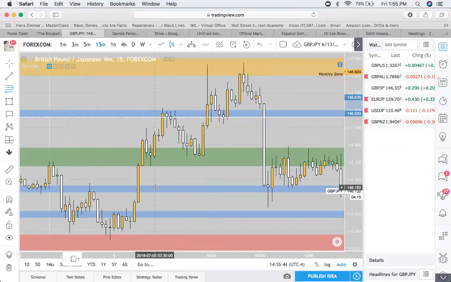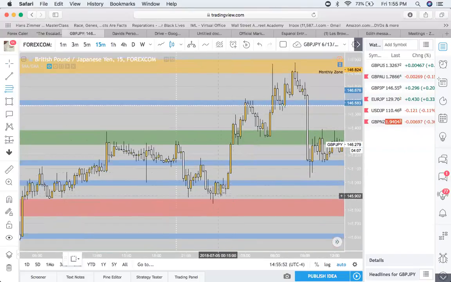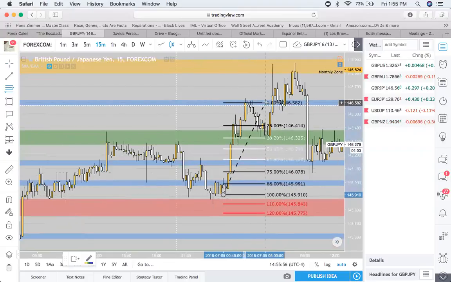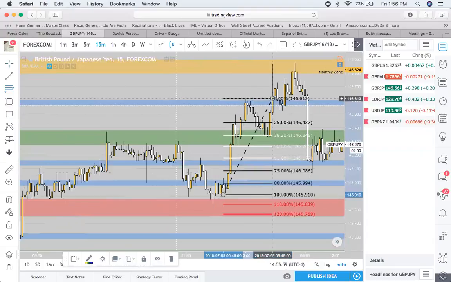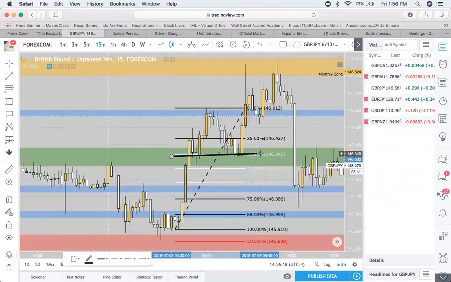All right, so what you would want to do is once you see the market rally up, you can draw your fibs from the low to the high of the market. Okay. And so once you draw your fibs from the low to the high of the market, what do you see? You see that the market respects at the 38.2. The market respects at the 38.2, which is above.